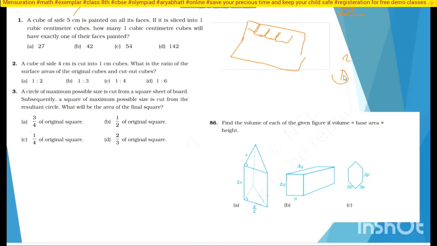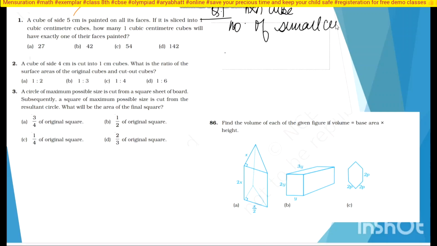How can I calculate? See, question number 1, how can I do it? I will say that suppose I have an n cross n cube. So I will say the number of small cubes with exactly one painted face.